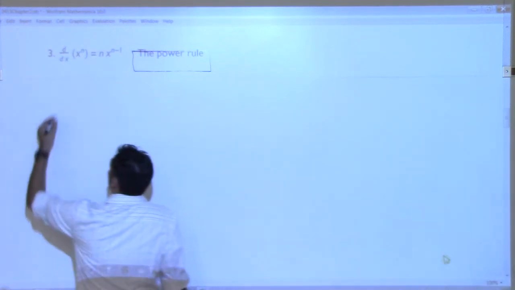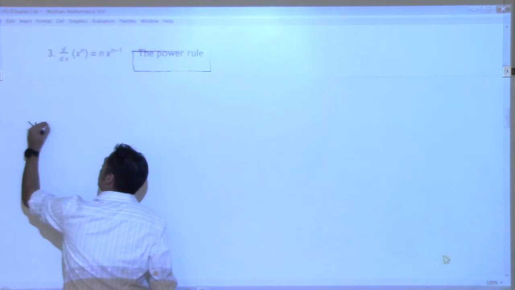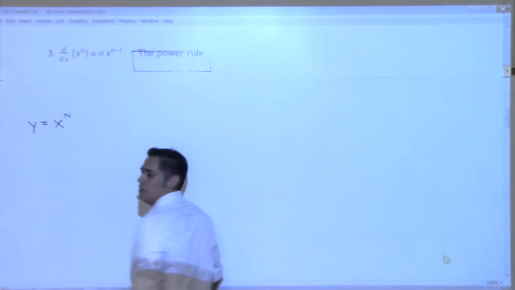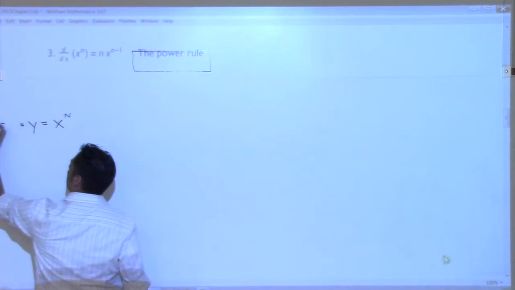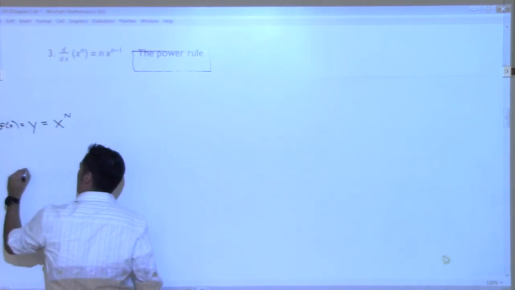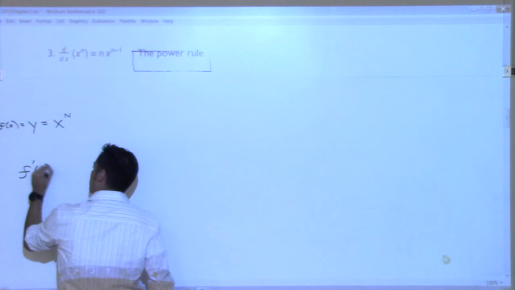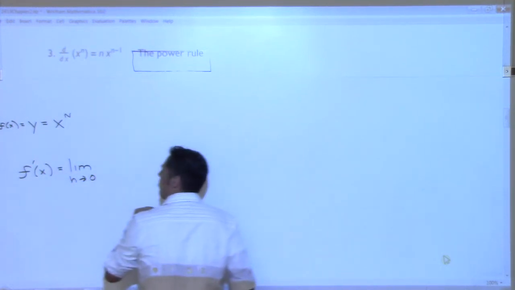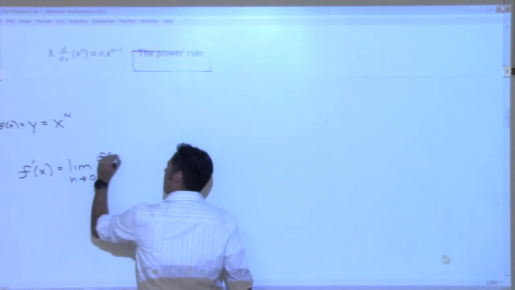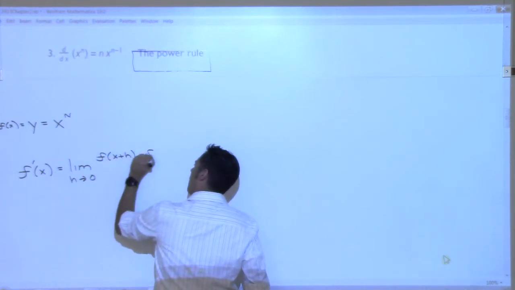Let's just say y is x to some power, right? And let's call this f of x. And let's try using our definition of the derivative to do this. And we're going to quickly see how bad this is going to be. So we're going to use the definition. This is the definition.